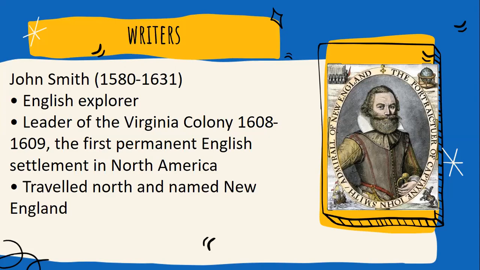But anyways, when he arrived back in England, he promoted migration to the New World. So he's a promoter of, okay, let's go. He went to England and said, okay, guys, let's go to the New World. There are many opportunities over there. So he wrote a number of books, of which his most famous is the General History of Virginia, New England, and the Summer Isles in 1624.